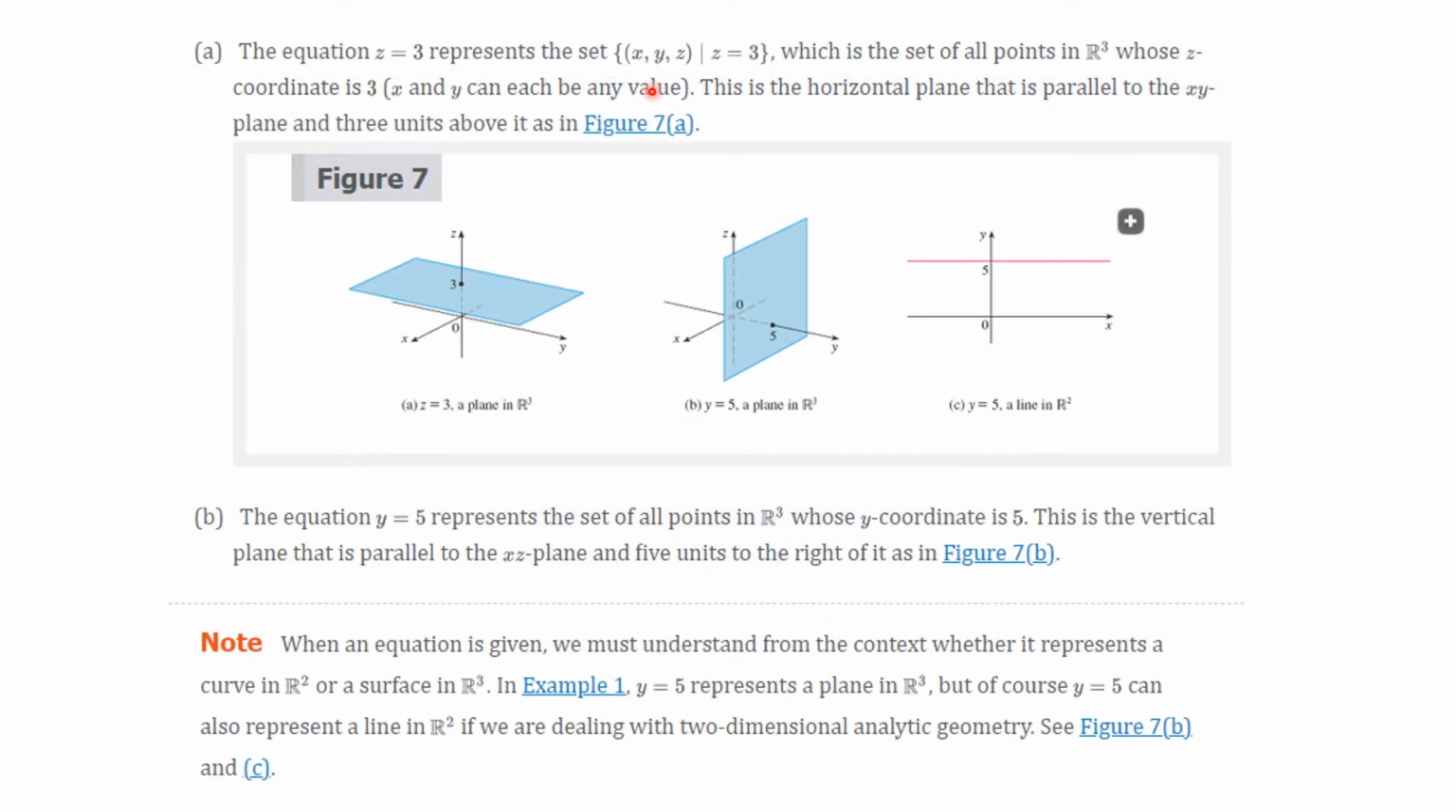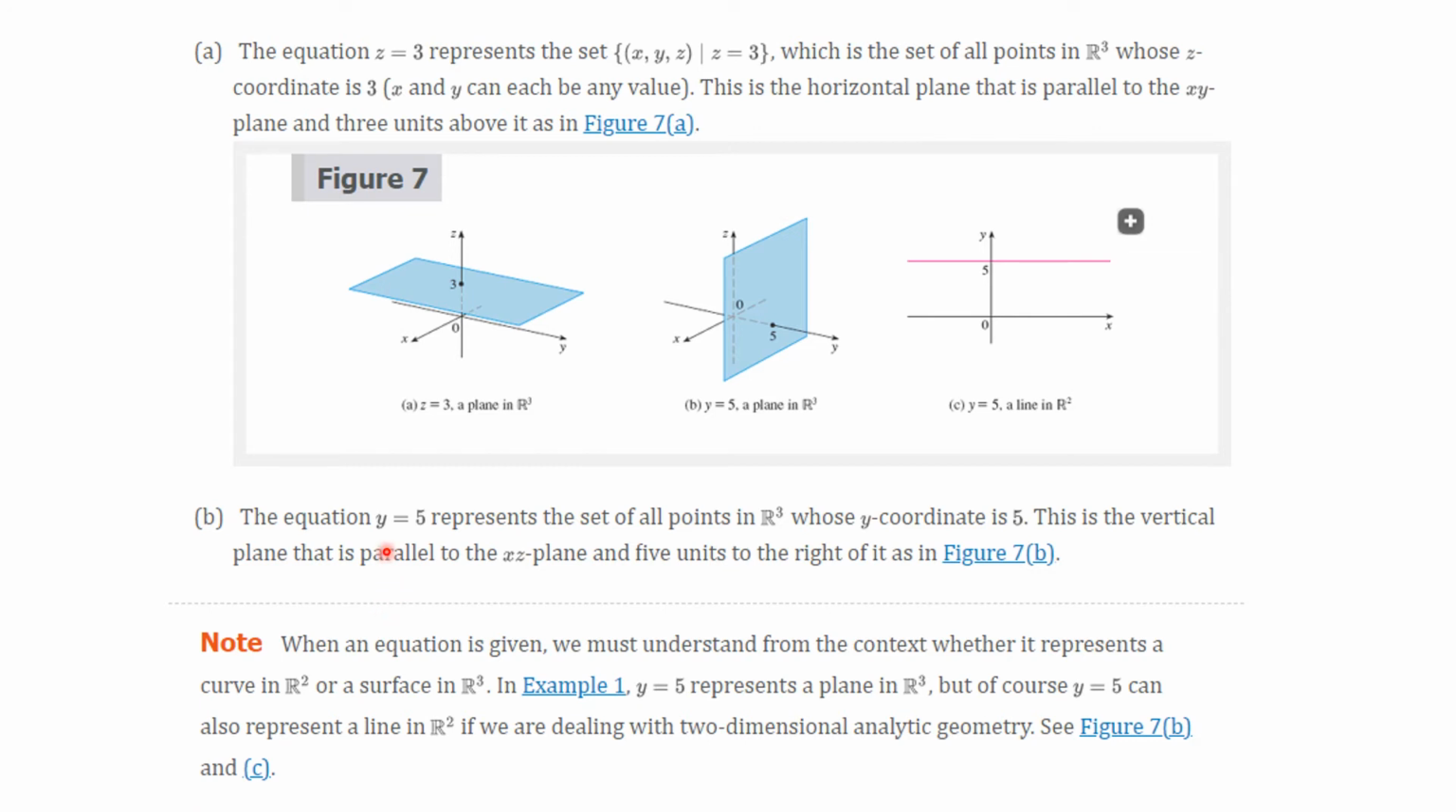So the equation z equals 3 represents a set of x, y, and z where z is equal to 3. Well, that's the set of all points in R3 whose z-coordinate is 3. x and y can be any value. So this is the horizontal plane that is parallel to the x, y plane and 3 units above it. And it is like this.